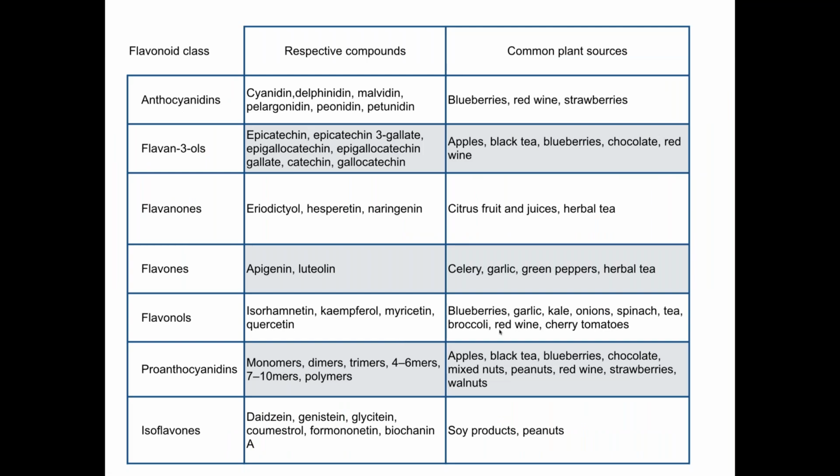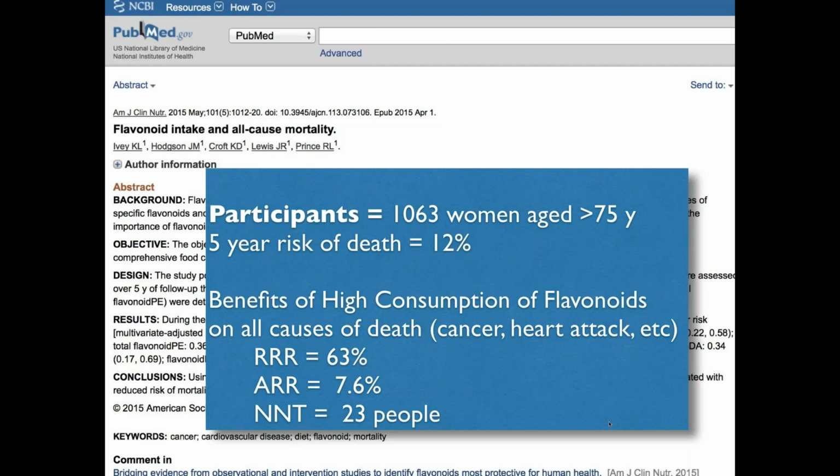Now, I grabbed this slide because it's too hard to type them all up. Here's a list of important flavonoid classes: anthocyanins, flavan-3-ols, flavanones, flavones, flavonols, a whole bunch of different ones. And you can go through the list. Basically, important sources are going to be berries, fruits and vegetables, chocolate, tea, apples, lots of different things. Walnuts have some in there too.